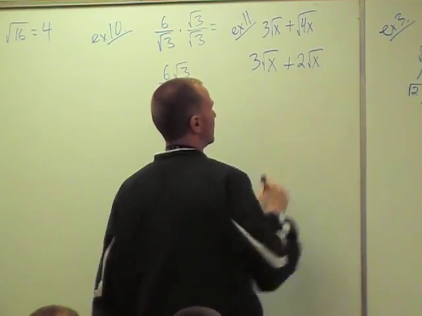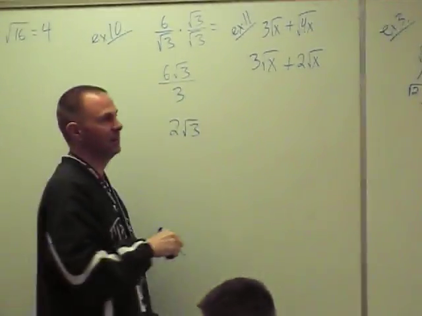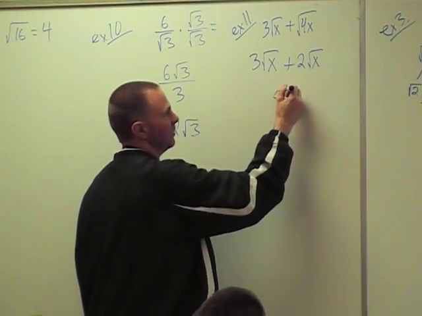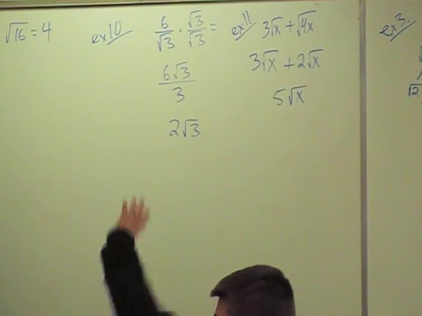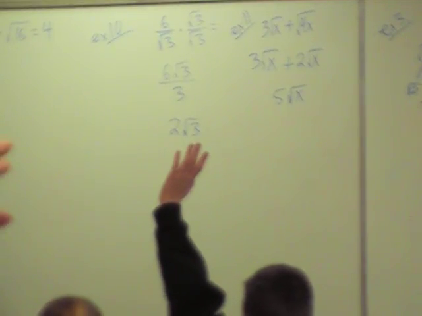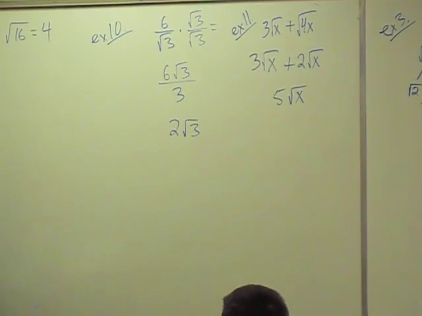And the square root of 4 is just 2. We're not done. These are now like terms. That's 5 square root of x. We got it right. 1, 2, 3. I almost got it right. 6.